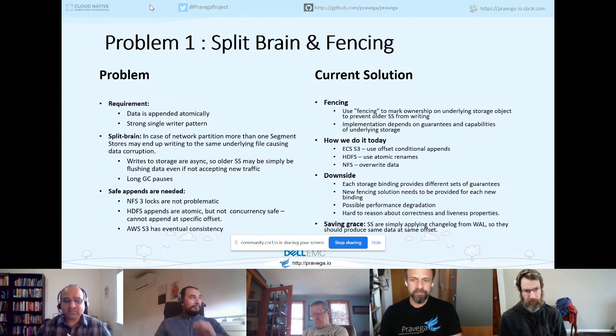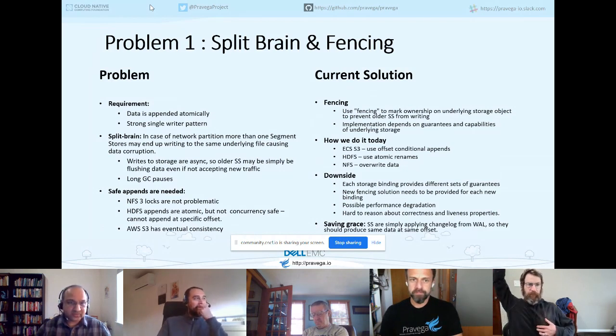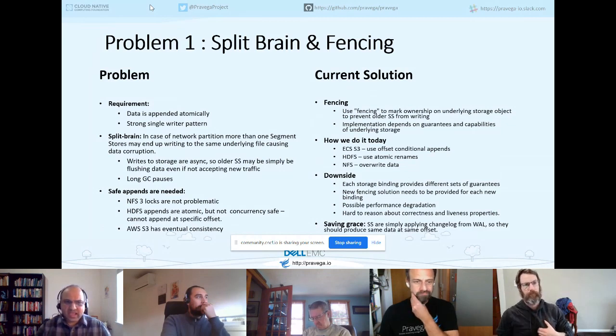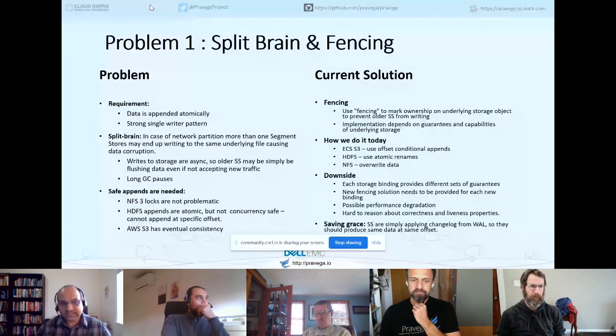And this can happen because, first of all, it's a distributed system, but also because of long GC pauses. NFS locks are problematic. The HDFS appends are atomic, but they are not concurrency safe. The two servers can write and append the same blocks again, and it will actually happily accept those two requests and append duplicate data.